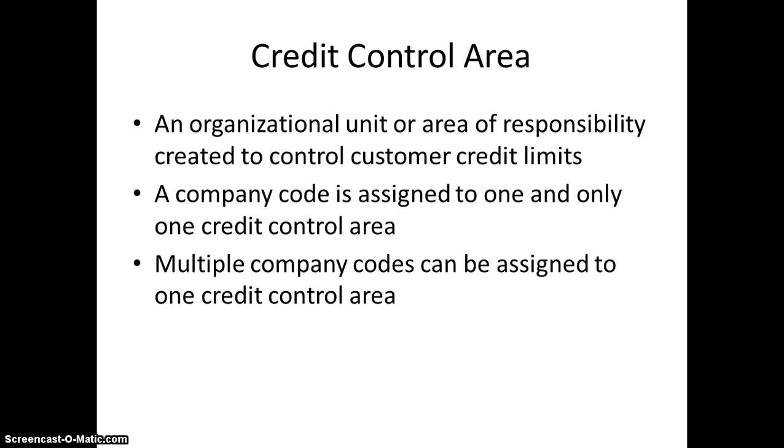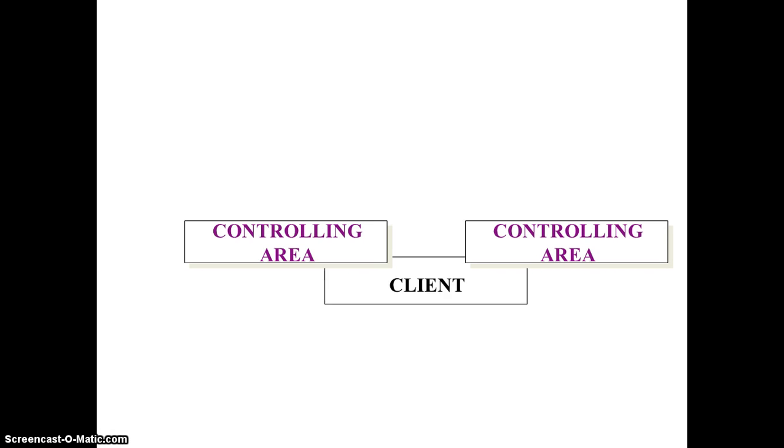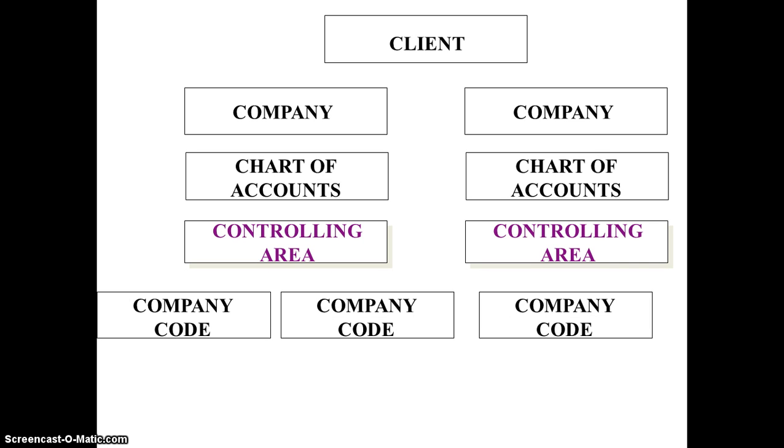So what is a credit control area? An organizational unit or area of responsibility created to control customer credit limits, and this is basically mandatory for us to do the sales configurations. If you don't assign the credit control area, we cannot create records or accounts in the sales and distribution module. This is a mandatory step for SD people to do the configurations later. So whatever configurations we do in the FI part will directly affect the other modules.